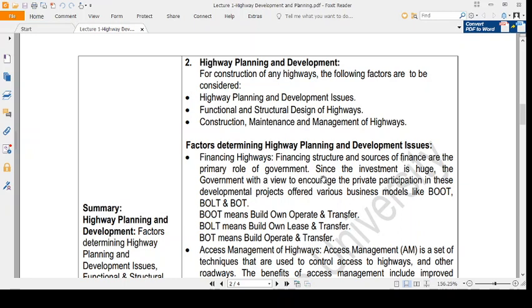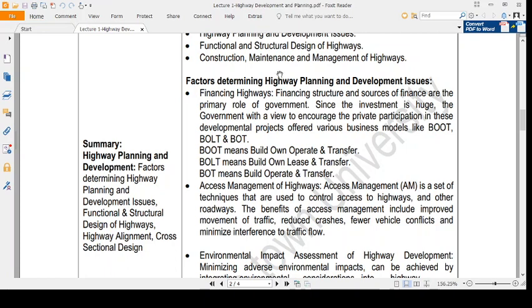Next is highway planning and development. For any highway to be constructed, some planning is required: why the people around here need a highway, what the cost associated with the highway should be, and what purpose this highway will serve after its construction. For construction of any highway, the following factors are to be considered: highway planning and development issues, functional and structural design of highways, construction, maintenance and management of the highways. Now, different factors determine highway planning and development issues.